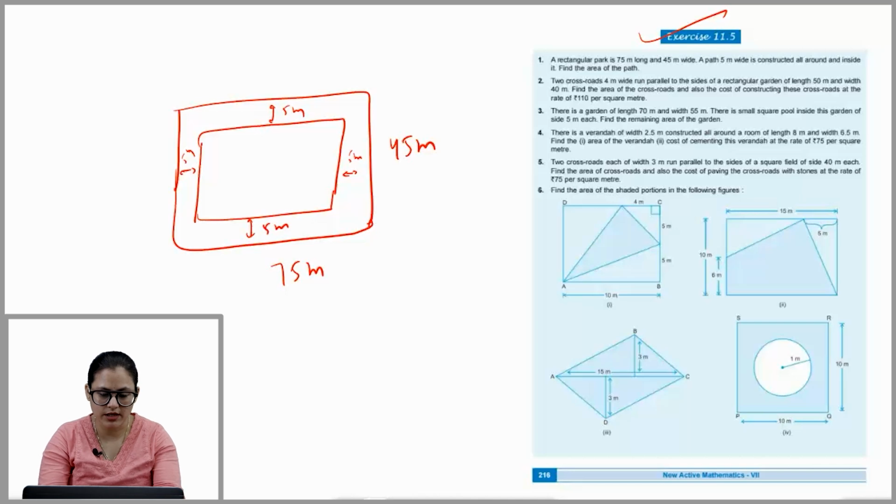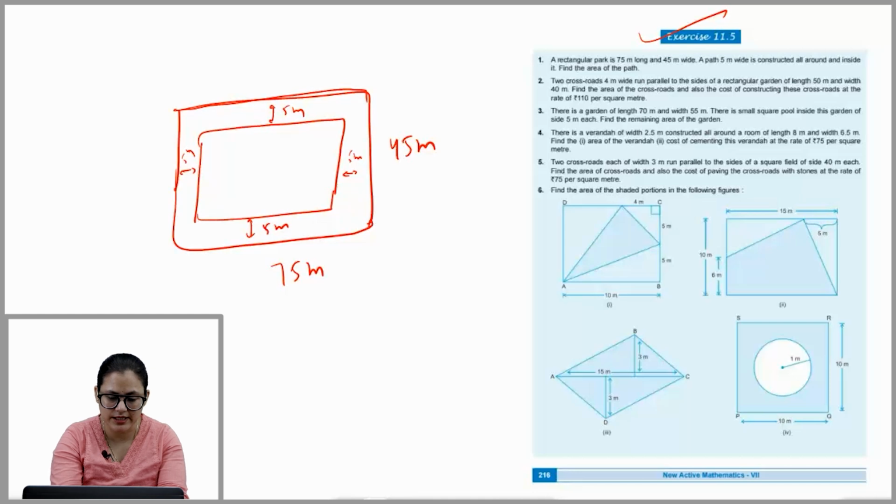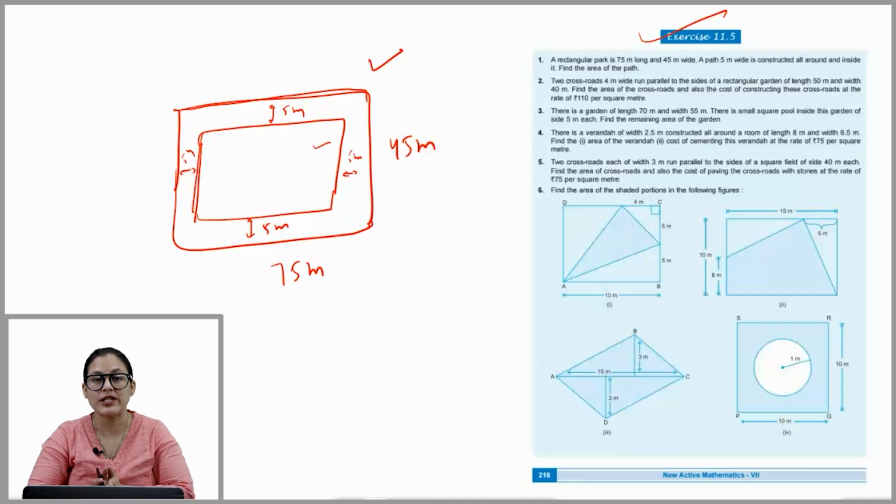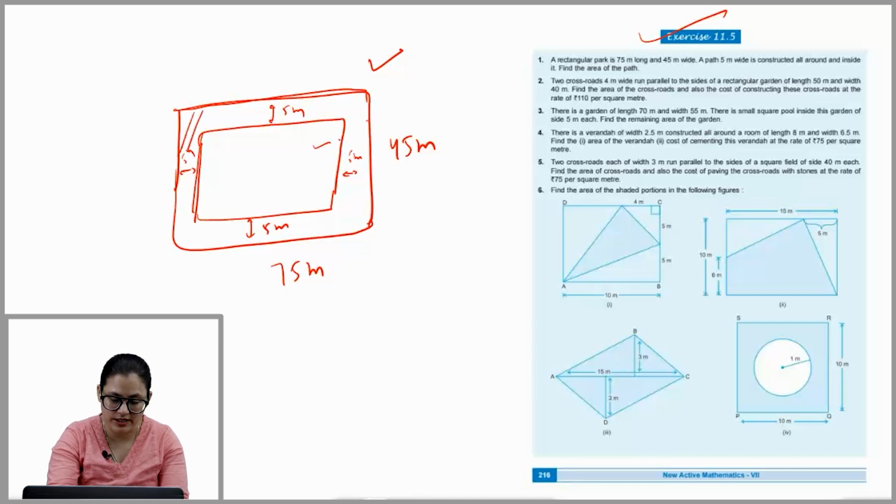So for the area of the path, we see there are two rectangles. This is the outer rectangle and this is the inner rectangle. First we'll find the area of the outer rectangle, then we'll find the area of the inner rectangle, and then we will subtract this area from this. Then we will get the area of the path. This is the path.